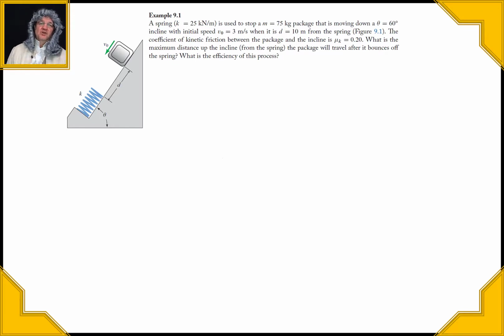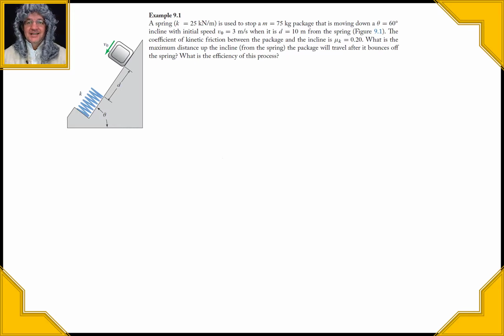All right, so here's our problem. It's a little bit more complicated problem where we're going to have multiple stages going on. We have, once again, a block, and there are no external forces taking place here. But there is friction, so friction is going to rob some energy. So this is not a conservation of energy problem. The spring has a spring rate or stiffness of 25 kilonewtons per meter, and it's used to stop a 75 kilogram package that is moving down the theta equals 60 degrees incline with an initial speed of 3 meters per second.